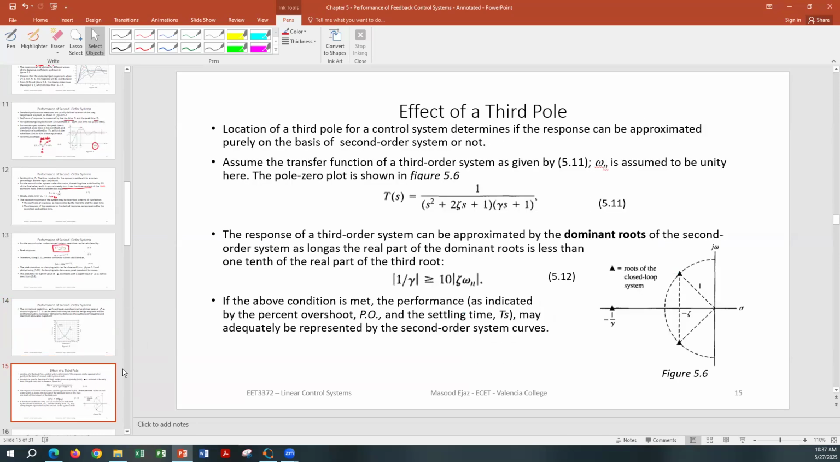Okay, let's take a break and then discuss the effect of the third pole on the second order system after the break.